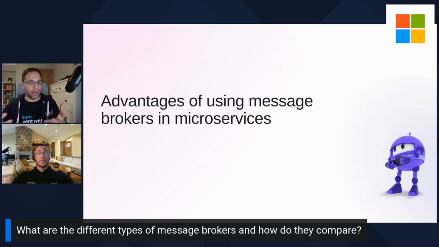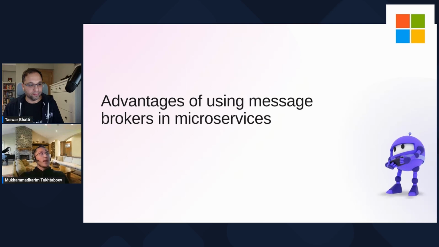So, what are the different types of message brokers and how do they compare? We talked about message brokers and the advantages. What are the different types of message brokers that are out there? Actually, in the world we have a lot of message broker types related to different companies, and the most popular message brokers in the world are RabbitMQ or Kafka, maybe, or ActiveMQ also, right? And is there any difference between them?